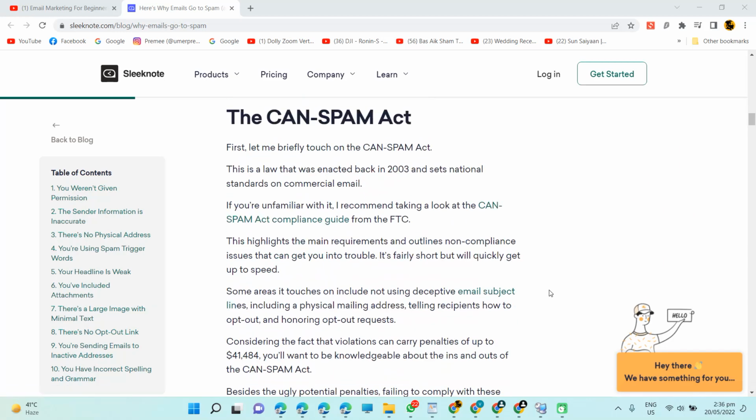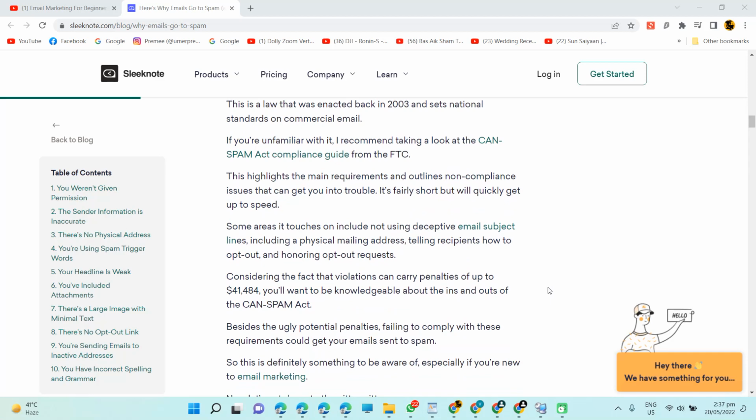The CAN-SPAM Act. First, let me briefly touch on the act. This is a law that was enacted back in 2003 and set a national standard on commercial email. If you are unfamiliar with it, I recommend taking a look at the FTC's CAN-SPAM guide. It highlights the main requirements and outlines non-compliance issues that could get you in trouble. It's fairly short, but it will quickly get you up to speed.